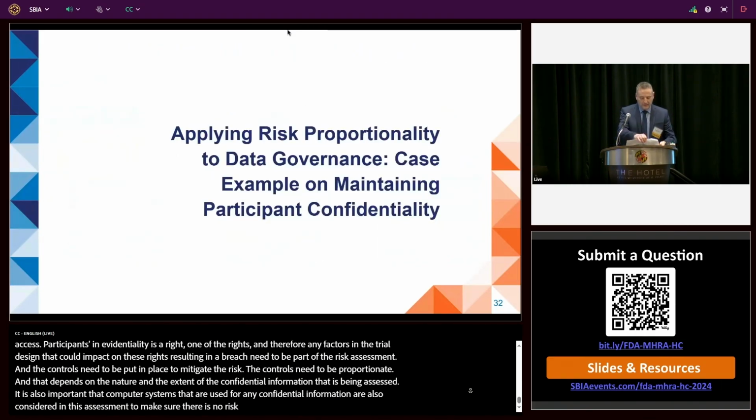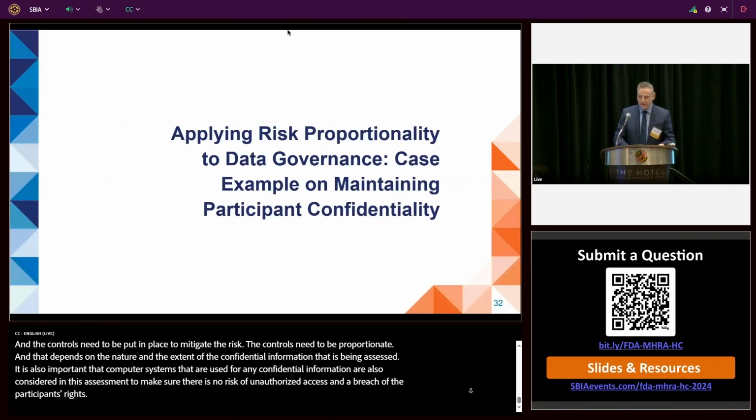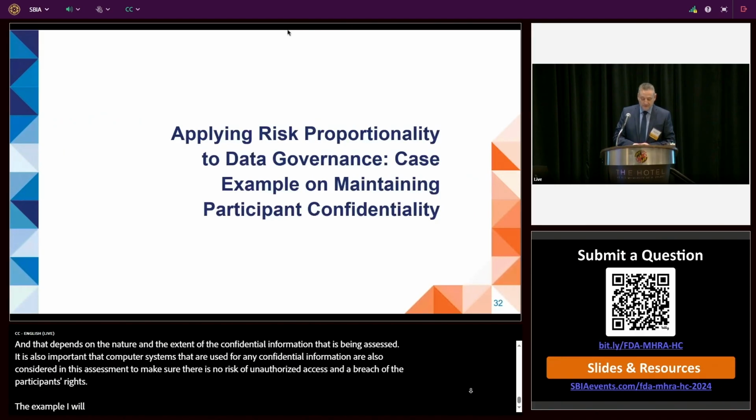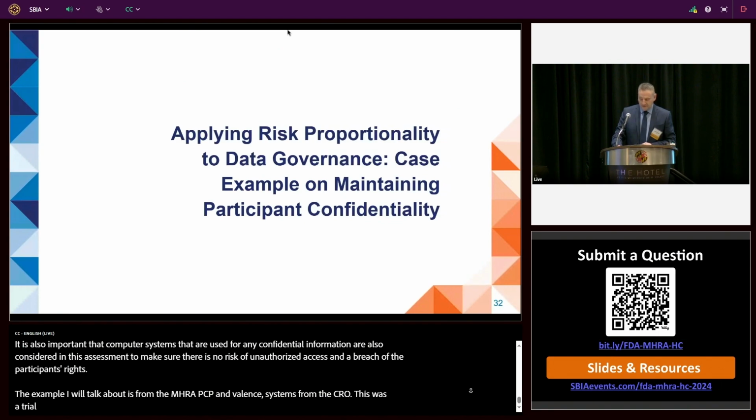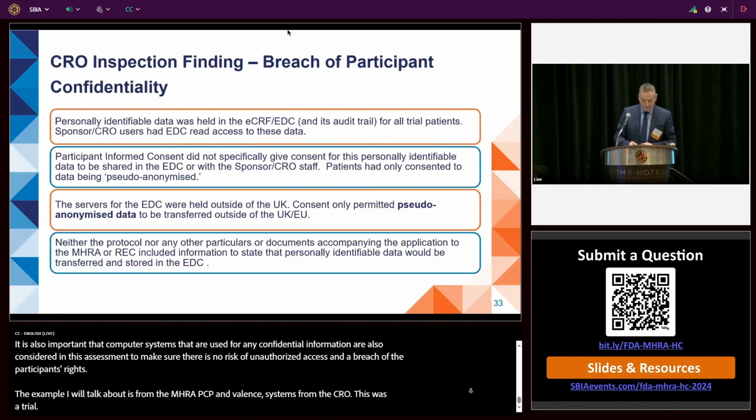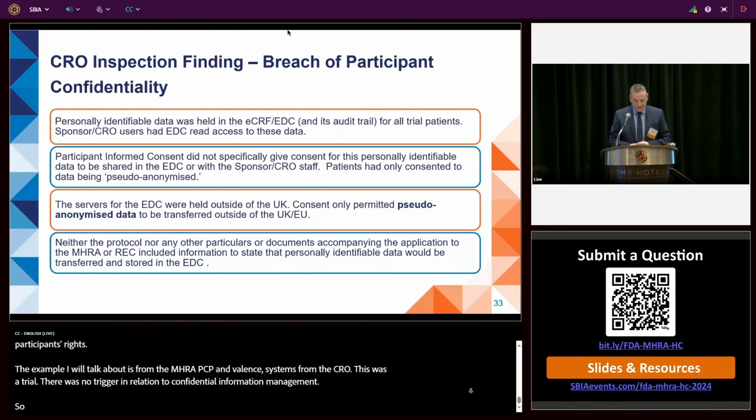So the example that I'm going to talk about is from an MHRA routine GCP surveillance systems inspection of a CRO, and the trial was selected as an example trial to be reviewed for GCP compliance, so there was no trigger in relation to confidential information management. During the inspection, the inspectors discovered a serious breach of participants' rights to confidentiality, which resulted in a critical finding.